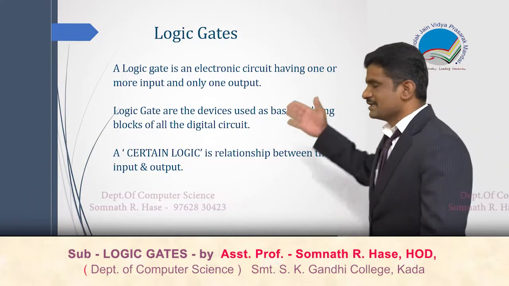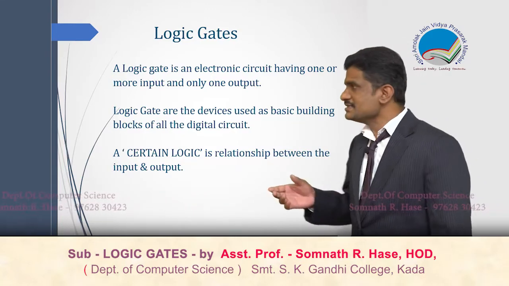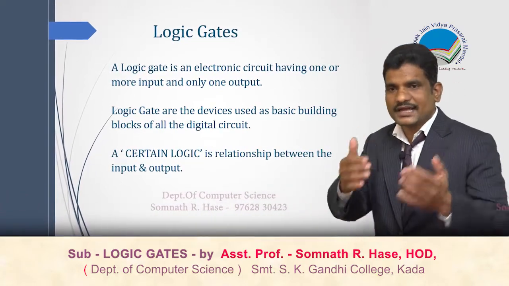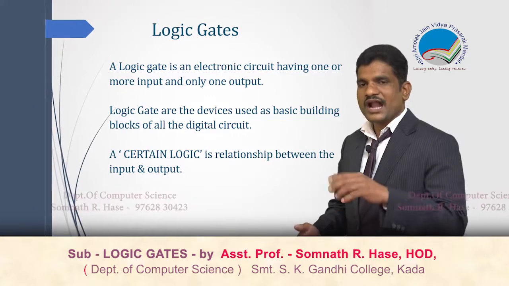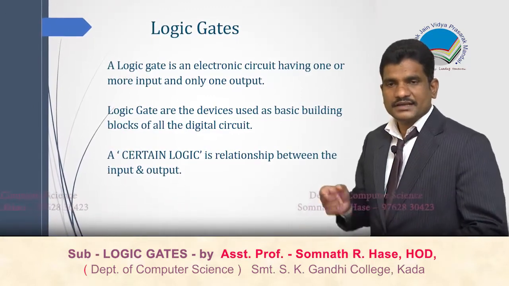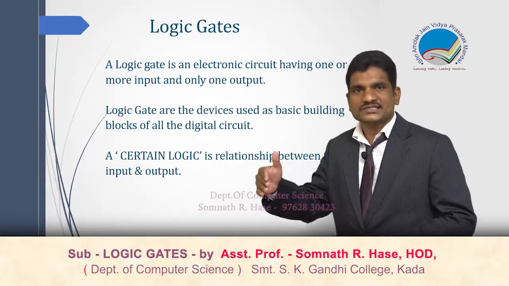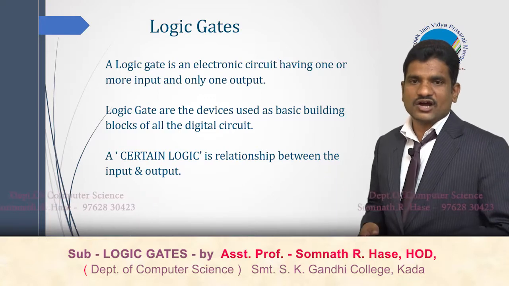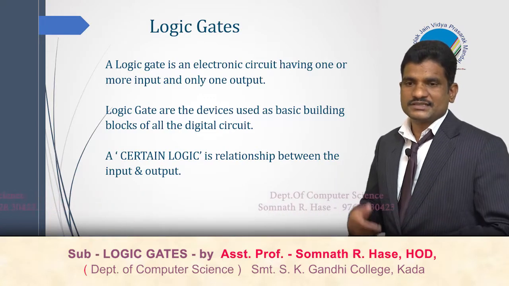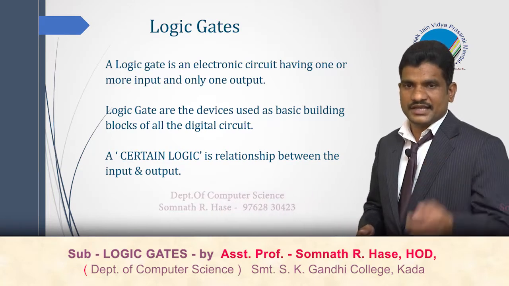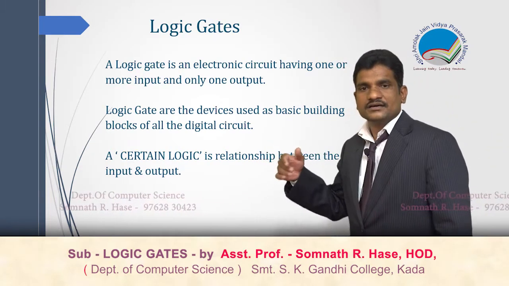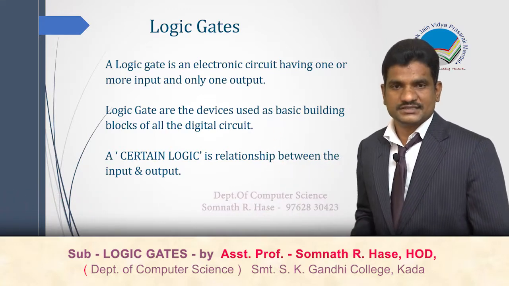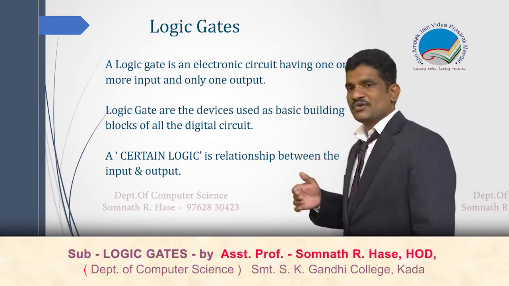So what do we mean by logic gates? A logic gate is an electronic circuit. It has one or more inputs, that is, it accepts one or more inputs and produces only one output. It is used in ICs. IC stands for integrated circuits. ICs are used in laptops, in electronic devices like tape recorders, and also in TVs. Logic gates are the devices used as the basic building blocks of all digital circuits. So this is the primary definition of logic gates.